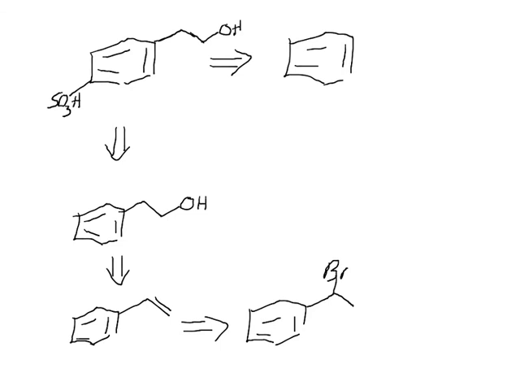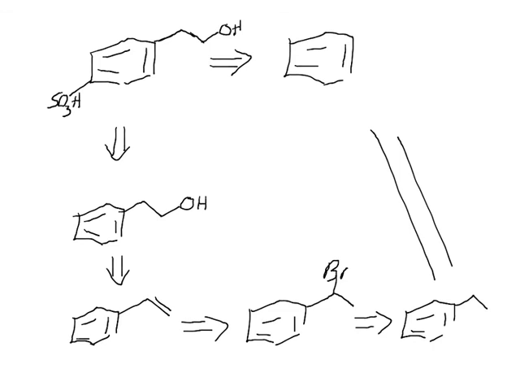The alkyne one's going to be a little more tricky to do, but you could do it. I could show you how to do that too. We'll do that in a second. All right? So from here, where did this come from? Just a 2-carbon chain. And this could come from benzene.